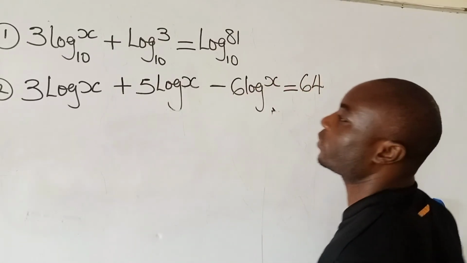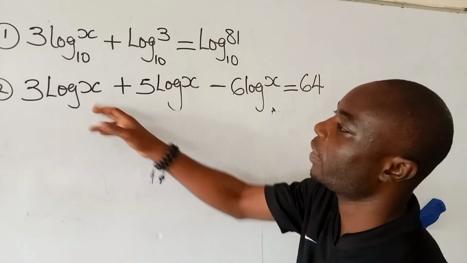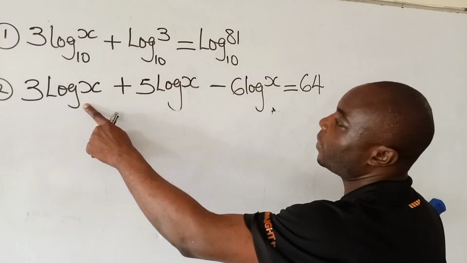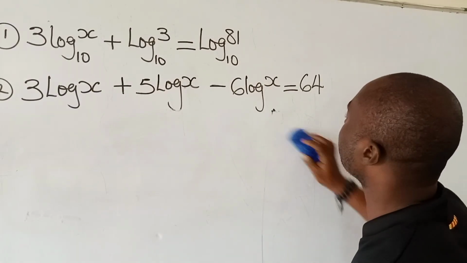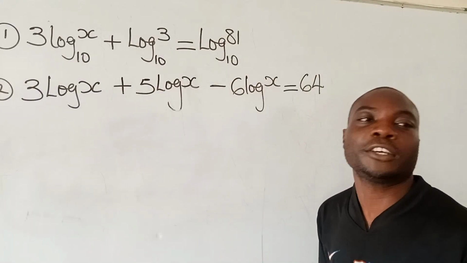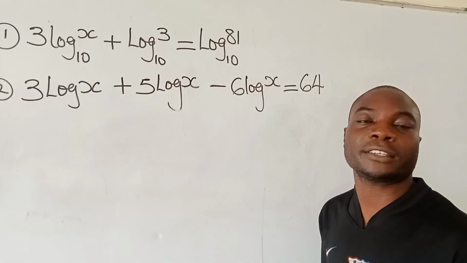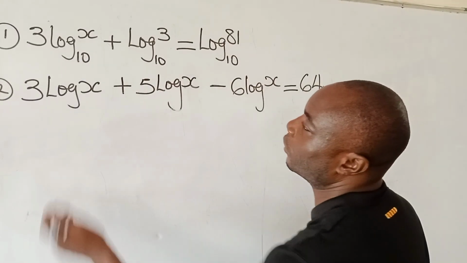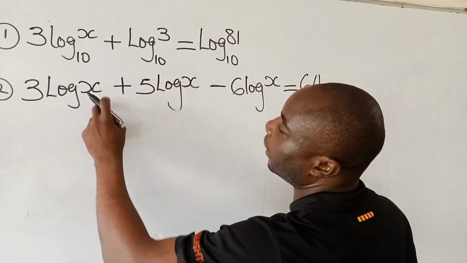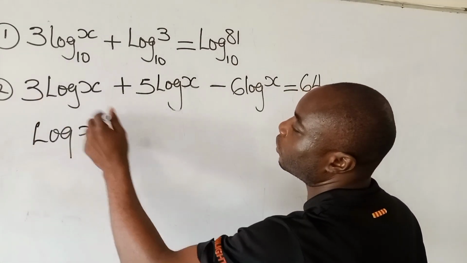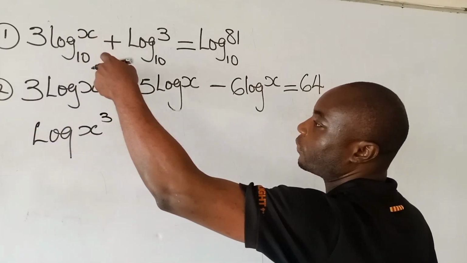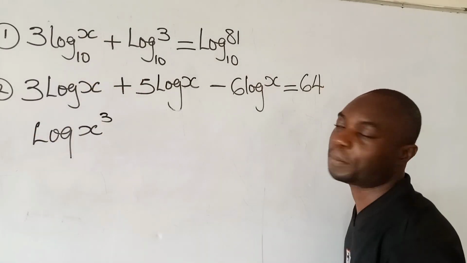So from the second question, we have 3 log x. There's no base indicated. So whenever there's no base indicated, automatically that log has a base of 10. So we can now say 3 log x is the same as saying log x raised to the power 3. So this 3 will be transferred here, becomes its power.